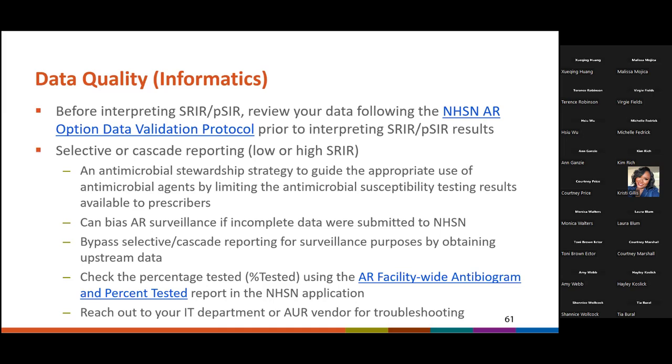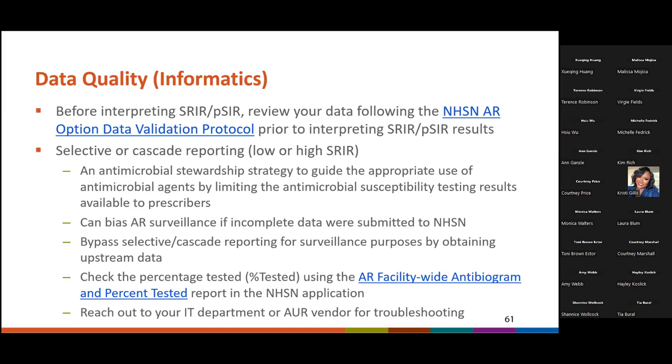Selective or cascade reporting is an antimicrobial stewardship strategy to guide appropriate antimicrobial use by limiting the antimicrobial susceptibility test results to prescribers. In other words, susceptibility results for some antibiotics are suppressed from prescribers' view. Using partially suppressed susceptibility data can bias your AR surveillance measures. It is important to extract AR data from an upstream data source and bypass selective and cascade reporting.